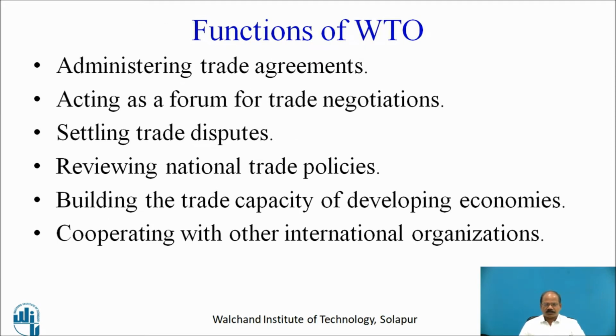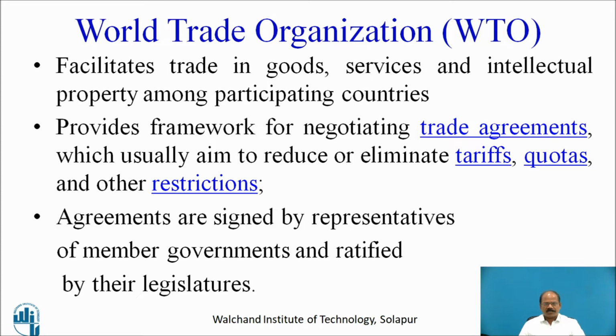What are the functions of World Trade Organization? Administrating trade agreements, acting as a forum for trade negotiations, settling trade disputes, reviewing national trade policies, building the trade capacity of developing economies, and cooperating with other international organizations. World Trade Organization facilitates trade in goods, services, and intellectual property among participating countries. It provides a framework for negotiating trade agreements which usually aim to reduce or eliminate tariffs, quotas, and other restrictions. Agreements are signed by respective governments and ratified by their legislators.